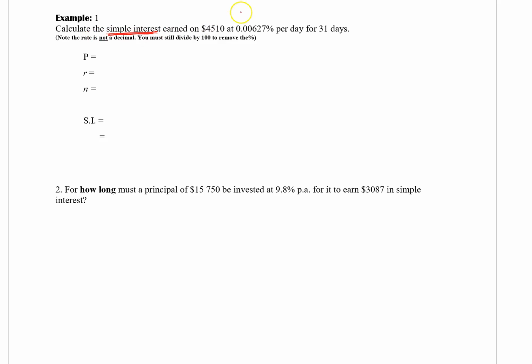So calculate the simple interest earned on $4,510. So we know that would be the amount invested. At this rate, whoa, it's looking initially like it's a decimal. Hang on, it's not a decimal, it's still a percentage. I encourage you to do exactly as I've done here. Circle that. It is still a percentage. It needs to be divided by another 100. It needs to have the decimal point move back 2 places before we can use the value in the formula.